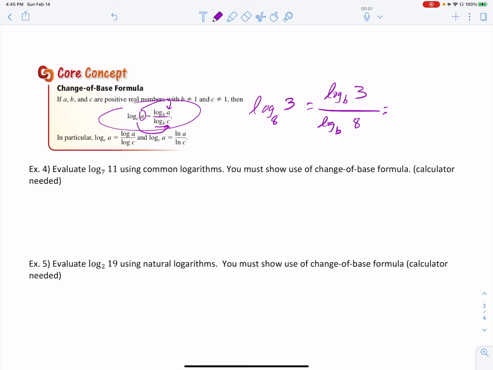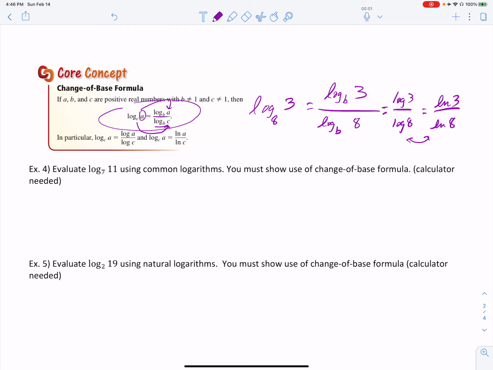So I can change this to any base I want. And 2 of them that you most likely have available on a scientific calculator are log base 10. So if I make this log of 3 over log of 8, I can go ahead and evaluate using the base 10 on your scientific calculator. But since I can change it to any base, I can also change it to base e, which is your natural log. So natural log of 3 over natural log of 8. And regardless if you use log base 10 or log base e on your calculator, you're going to get the same value for those two. And that's your change of base formula.